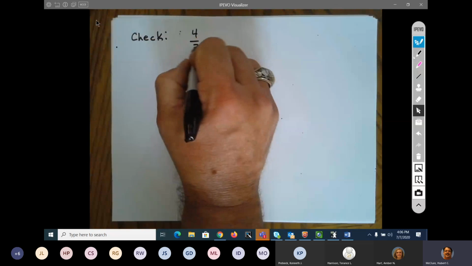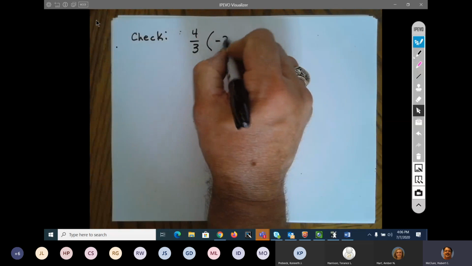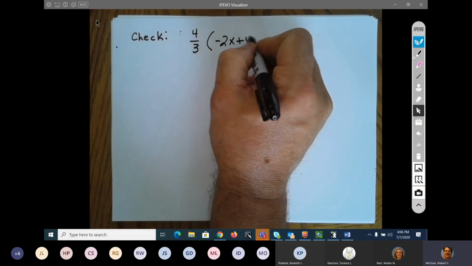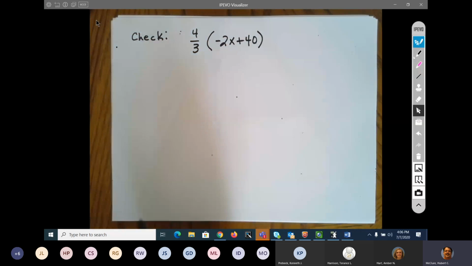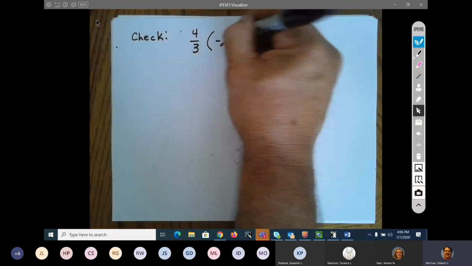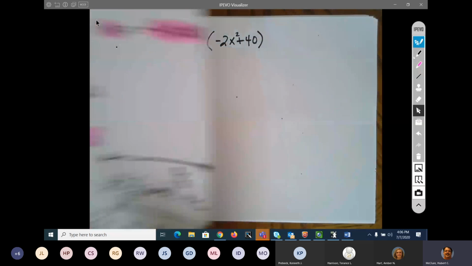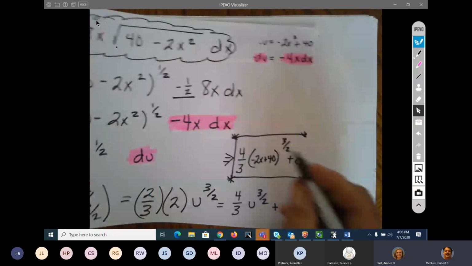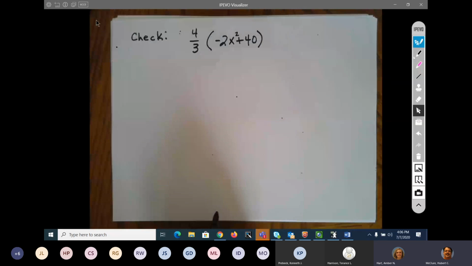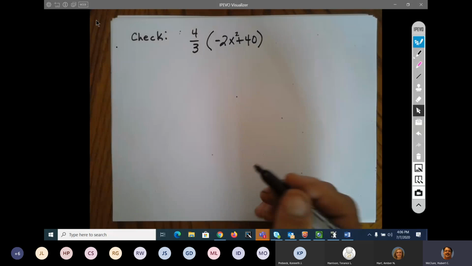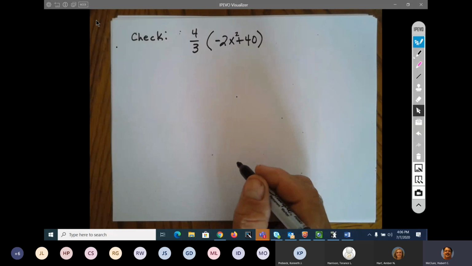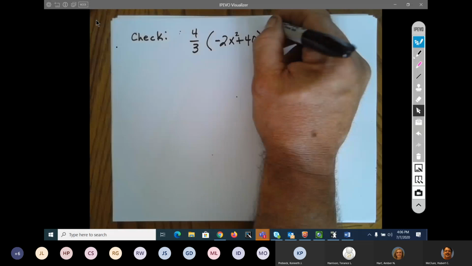4/3 times negative 2x squared plus 40. Is it 2x squared? Yeah. Mr. O'Quinn, where are you at? You got to fix your dadgum computer. Okay, let me make sure I did that right. That's supposed to be 2x squared, right? Yeah. Okay, 2x squared, to the 3/2?